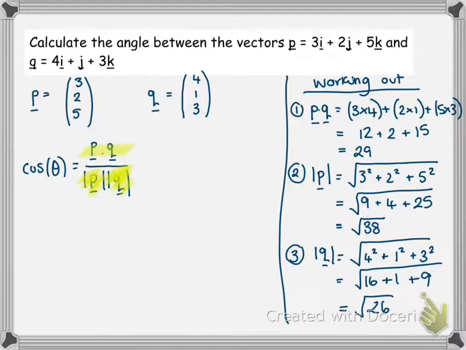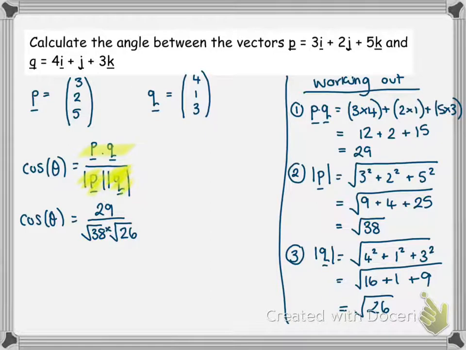So what I'm going to do is substitute those 3 parts into the correct spaces in the formula. So P dot Q on the top line will be replaced with 29. The magnitude of P is replaced with root 38. And the magnitude of Q is being replaced with root 26.